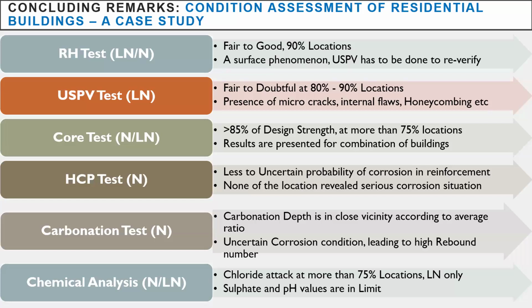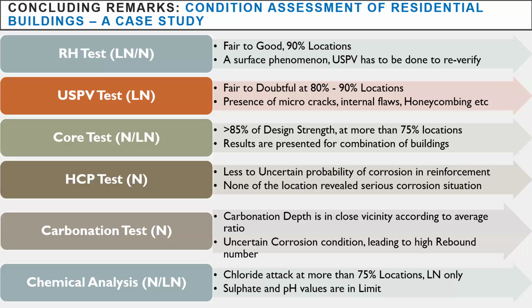But what we have done, we have carried out rebound hammer test, USPV test, and core extraction at the same point. So the core extraction results are very encouraging, that more than 85% of the locations that we have got, the ratio to design strength is more than 0.8. So this is a very encouraging phenomenon.